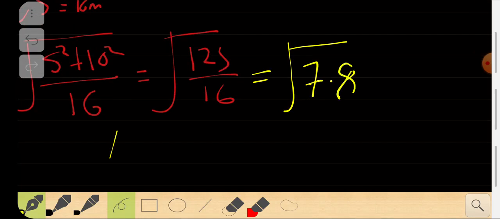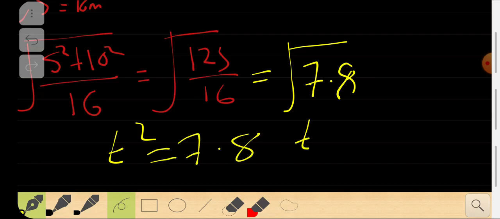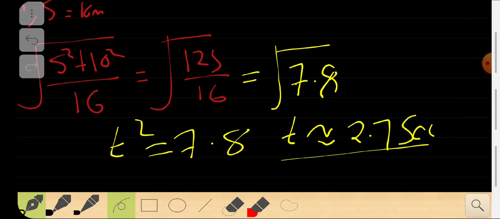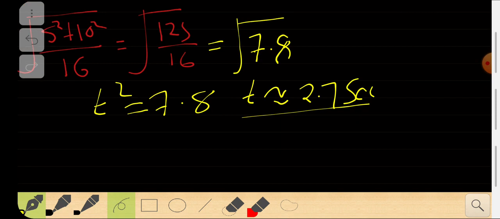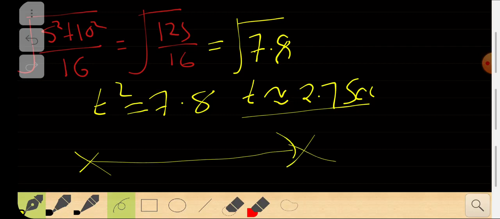So t square is equal to 7.8. T will be approximately 2.7 seconds. It will be around 2.7 seconds. So that's the time taken for that bullet to hit the ball. Okay, that's the time.